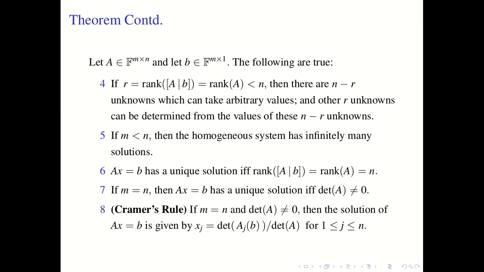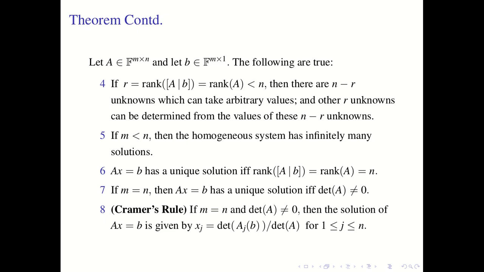Ax equal to b has a unique solution if and only if the rank of the augmented matrix is equal to the rank of A, and that should be equal to n, where n is the number of variables. If m is equal to n, that means A is a square matrix, then Ax equal to b has a unique solution if and only if the determinant of A is non-zero.